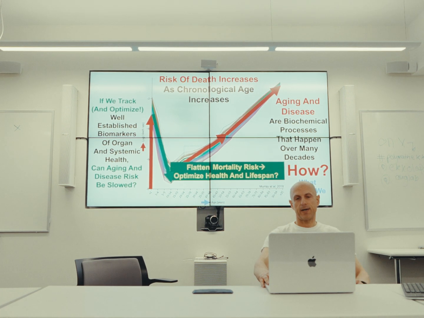So then what should we track? I'm not going to go into everything here. I'm just going to keep it tight. I could go on and on about what we should track, but the foundation of it is trying to track as many biomarkers of as many organs and systemic function as possible, and trying to keep them as youthful as possible. So defining what youthful data looks like, data that's associated with reduced risk of death from all causes, keeping it in that space for as long as physically possible, and then seeing if we can flatten mortality risk and optimize our health and lifespan as a consequence of that.